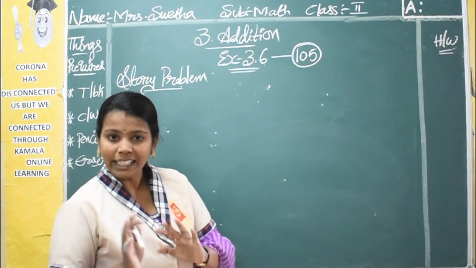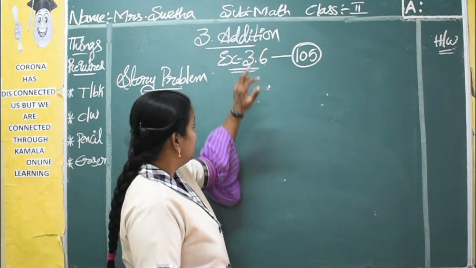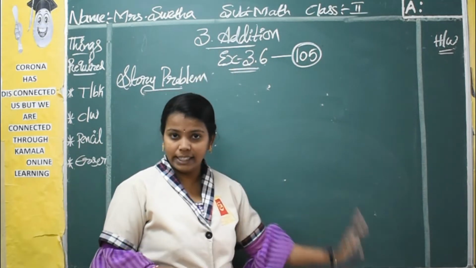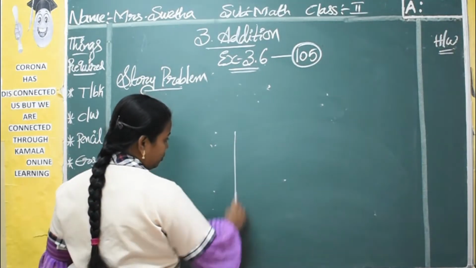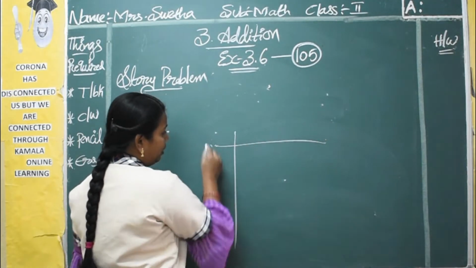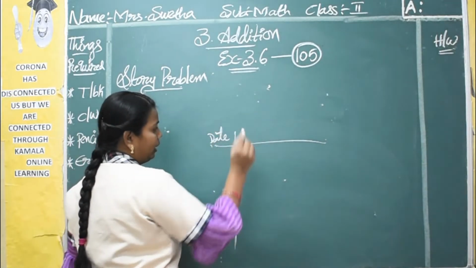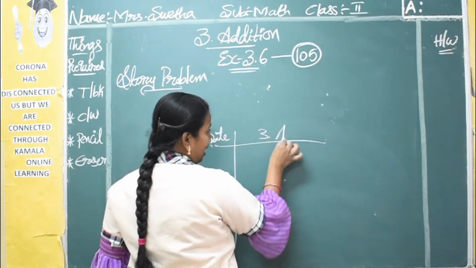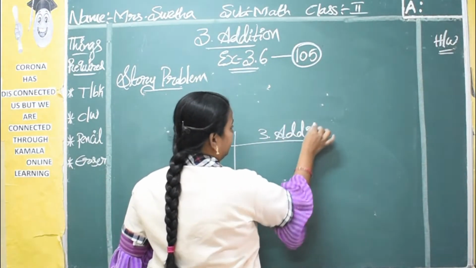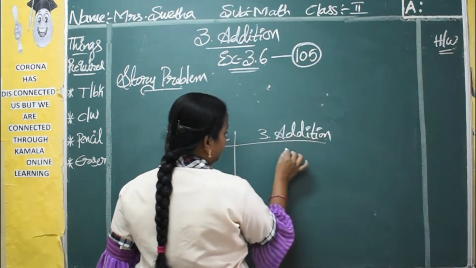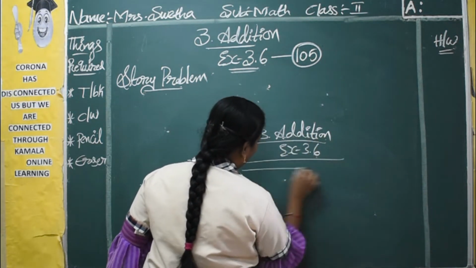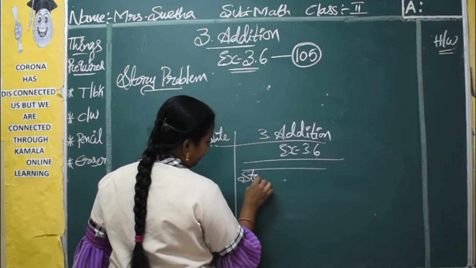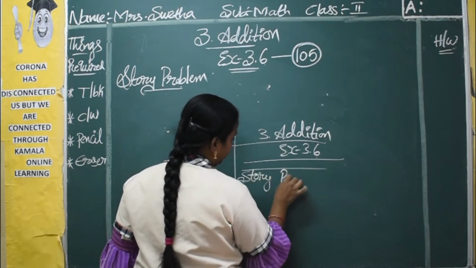Now, in the classwork, how do you have to write? First you have to write today's date. I think everyone knows how your page will be. Your page will be like this, no? Here you write the date, and here the chapter name: Chapter 3 Addition. Under that you write exercise number 3.6, and after that you leave one line, then write the story problem heading.